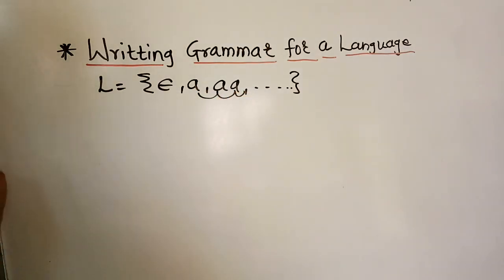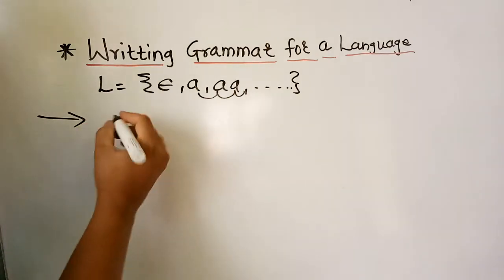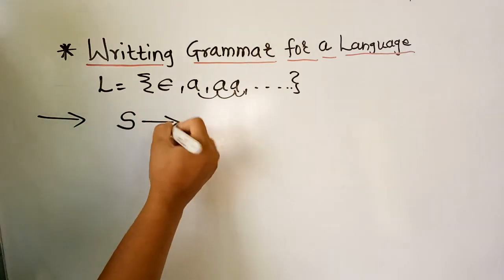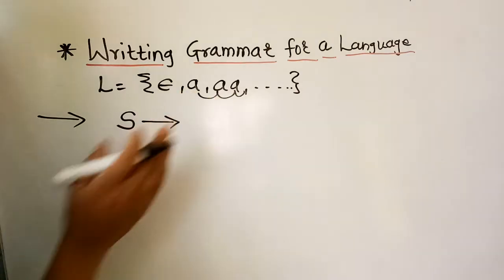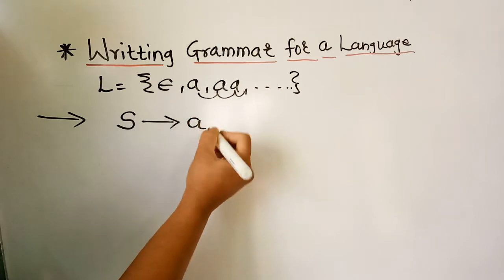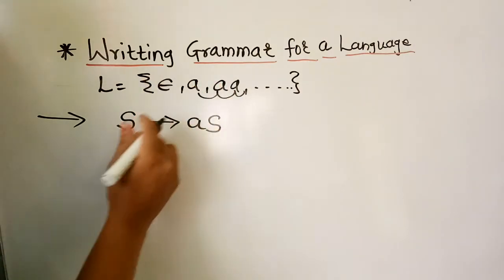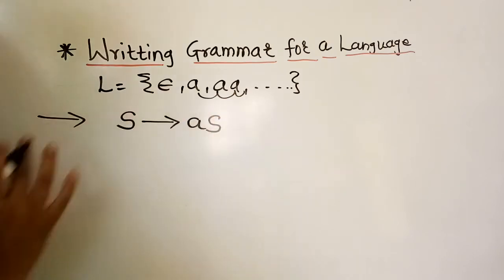For writing any grammar, there are some rules. You have to first take the start symbol and then apply the productions on the right side. As it is A, we write A here. And for the recursive production, we take S again, so it will generate AS.